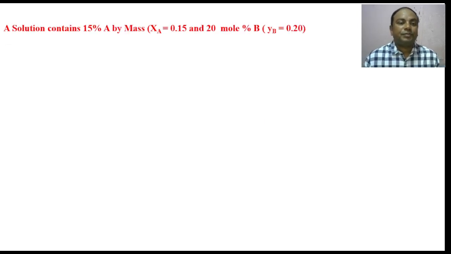Now the next one: a solution contains 15% A by mass. Percentage here means it's a mass fraction, percentage of A by mass. And 20 mole percent B. This is a mole percent; the mole percent of B is given, and this is a mole fraction of B.